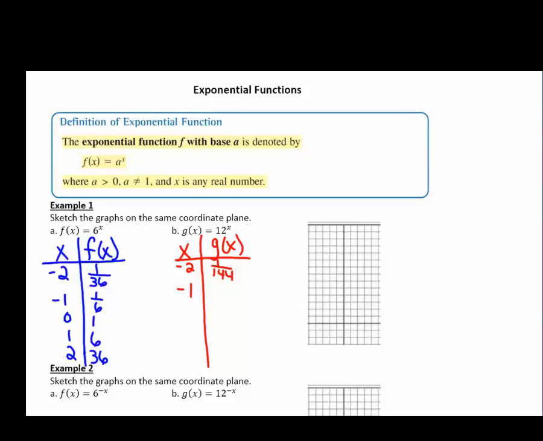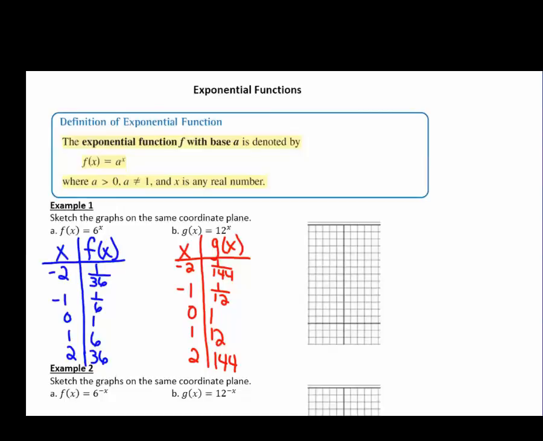And then we plug in -1. 12 to the -1 is 1 over 12. Plug in 0, anything to the power of 0 is 1. If we plug in 1, we get 12 to the first, so that's 12. And if we plug in 2, we get 12 squared, which is 144.